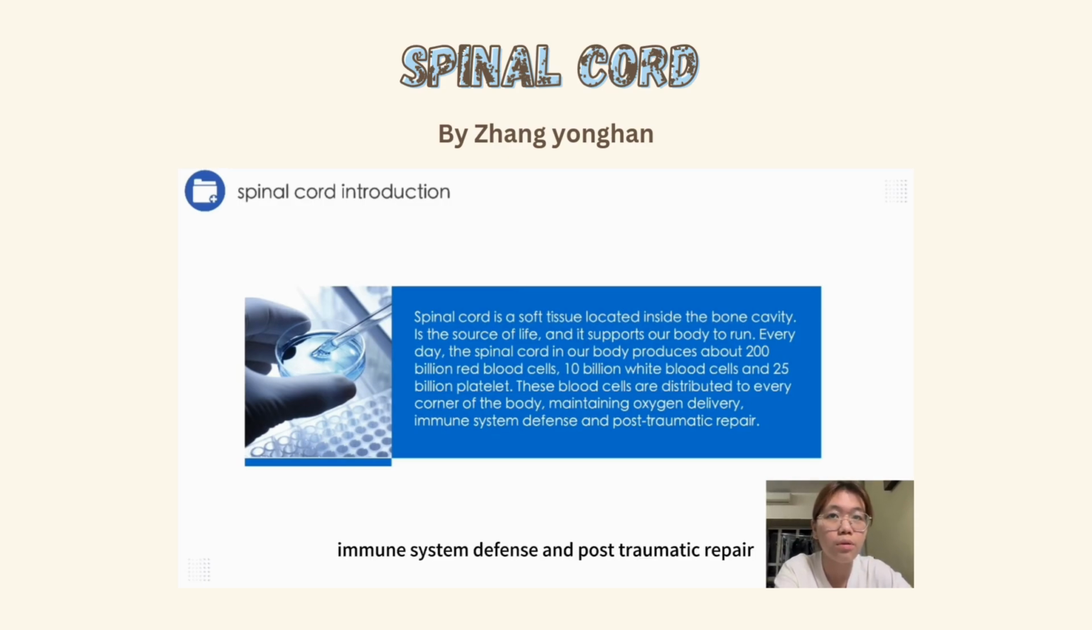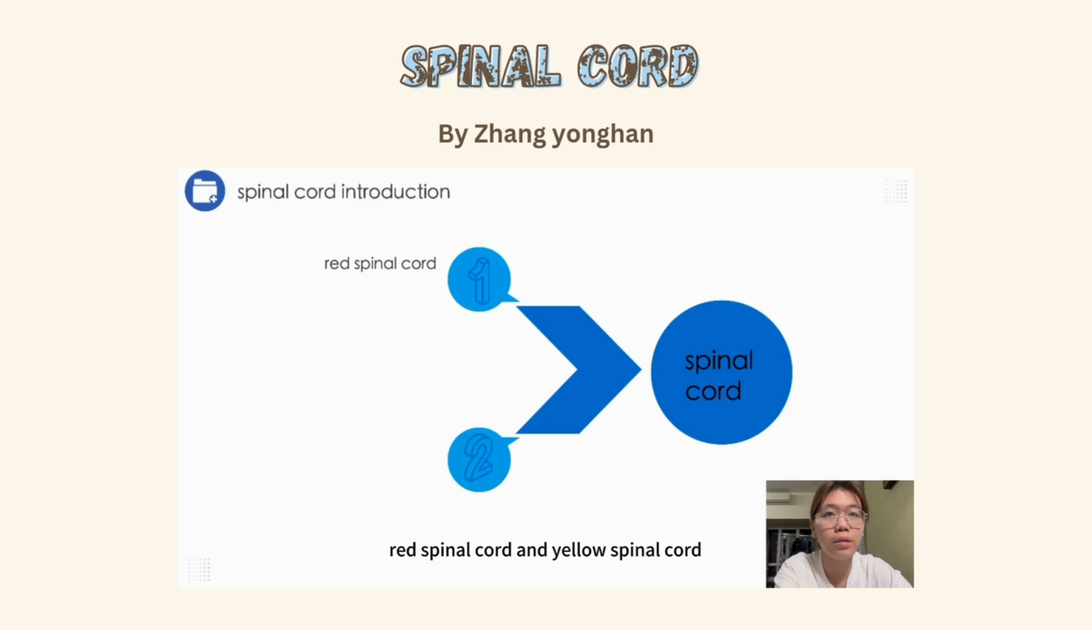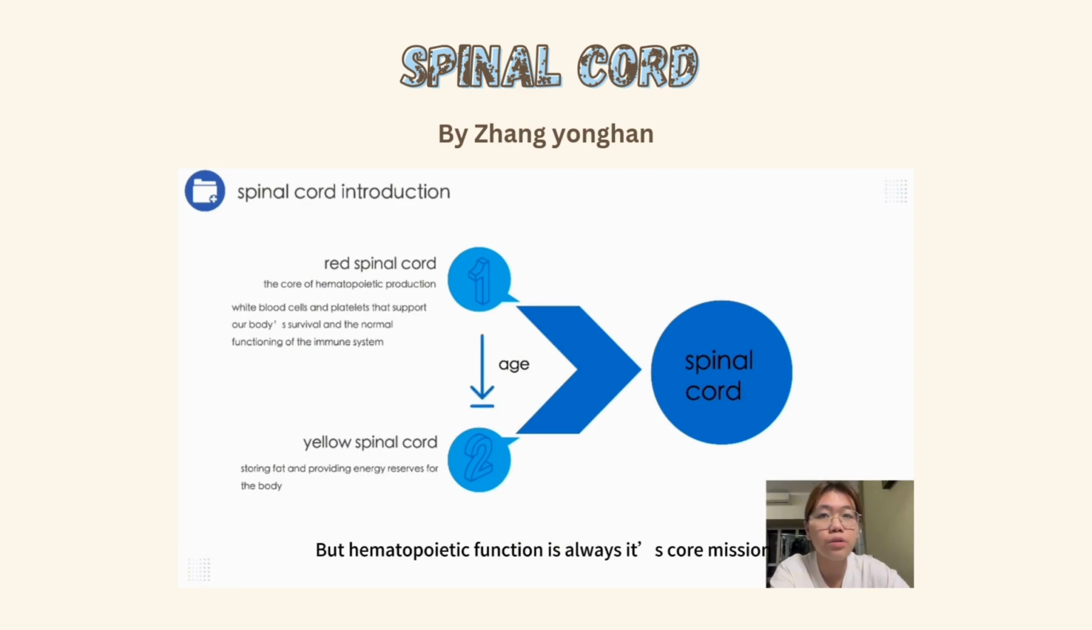These blood cells are distributed to every corner of the body, maintaining oxygen delivery, immune system defense, and post-traumatic repair. Then the spinal cord divides into red spinal cord and yellow spinal cord. Red spinal cord is the core of hematopoietic production, responsible for the production of red blood cells, white blood cells and platelets that support our body's survival and the normal function of the immune system.